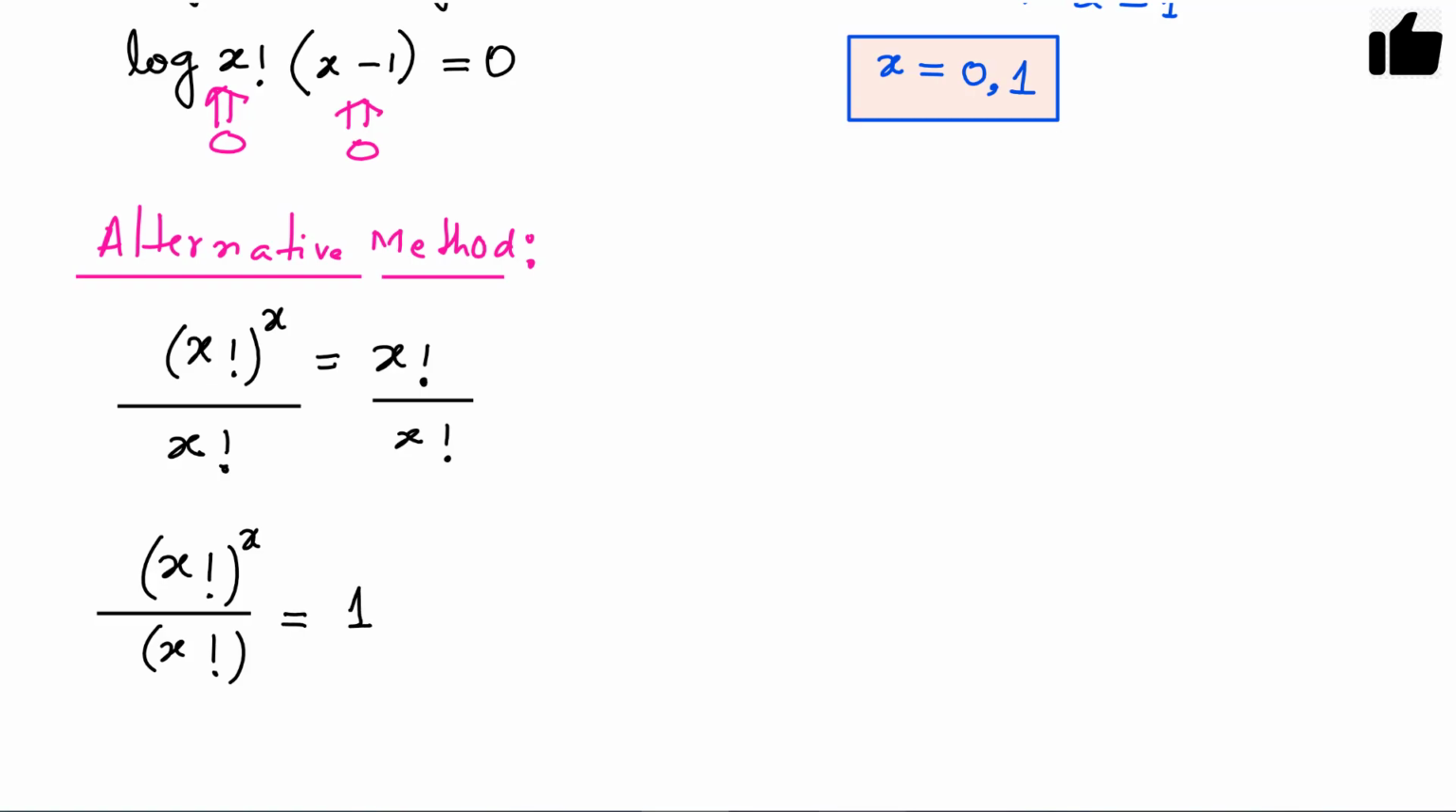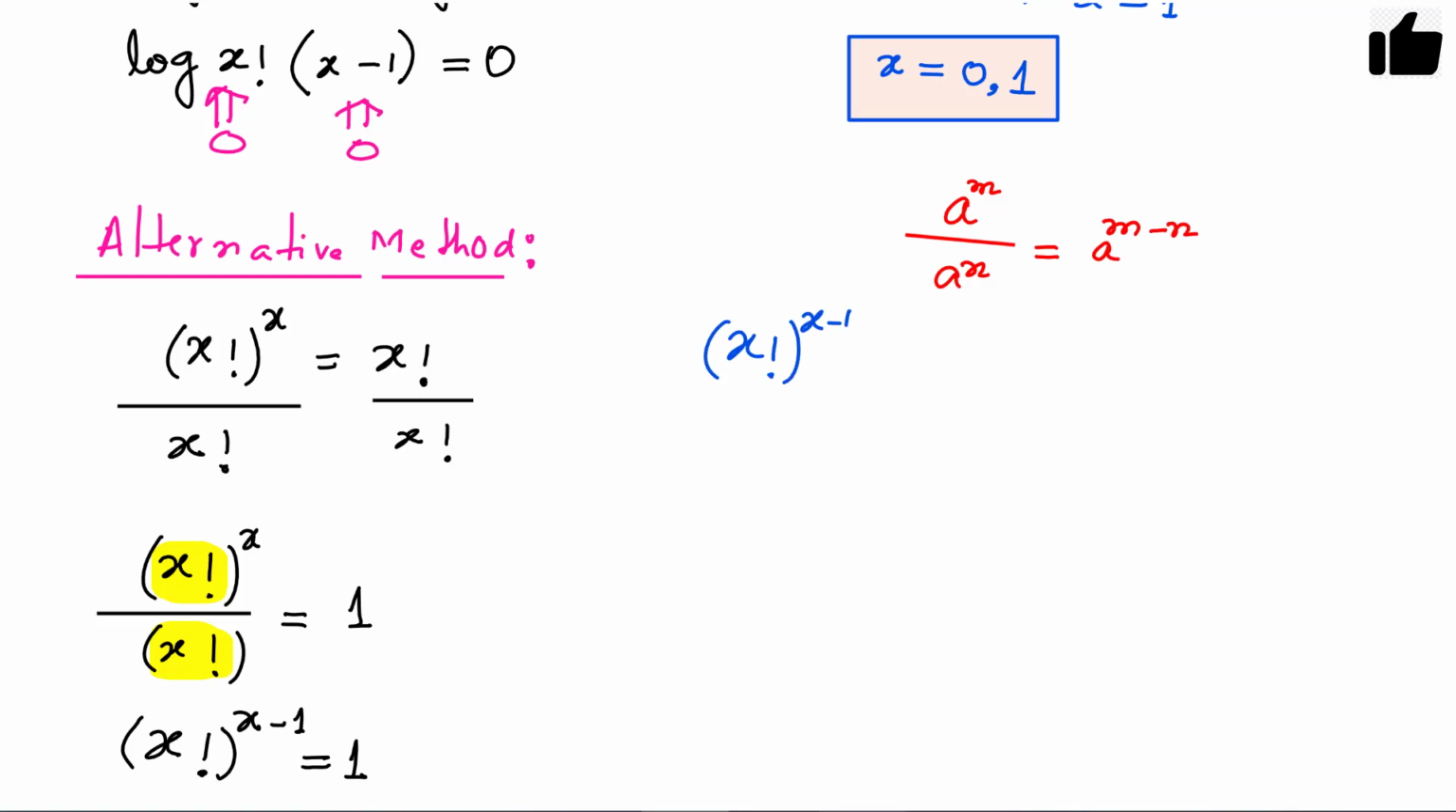Now see, the base is the same. Here the base is x factorial and here the base is x factorial. So if you have something like a raised to the power m divided by a raised to the power n, then using rules of power you can write a raised to the power m minus n. So this means I can write x factorial raised to the power x minus 1 is equal to 1.